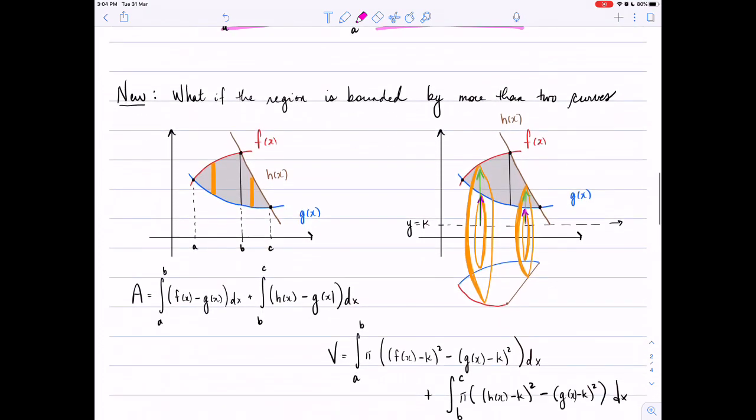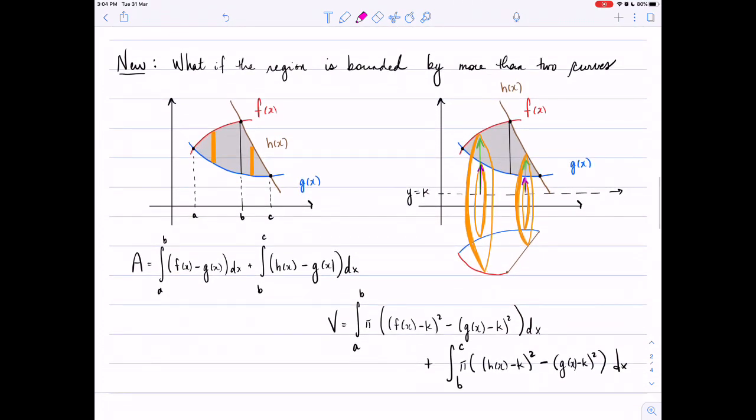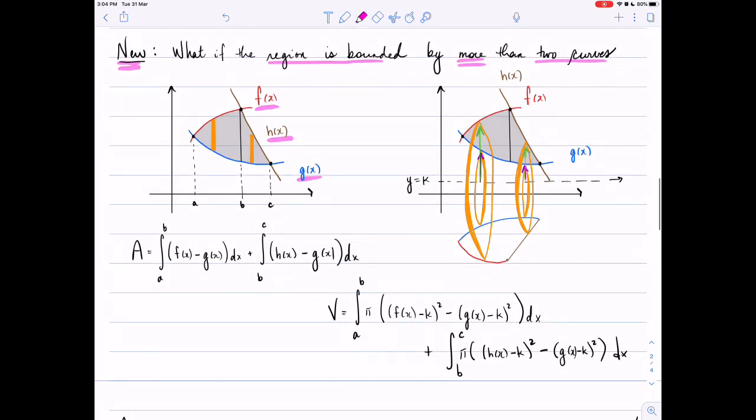So now what if a new situation again? What if the region is bounded by more than two curves? So what if we don't just have f of x and g of x, but we also have h of x, and maybe more of them even, but we've got some amount of curves that is greater than 2. Well, we looked at this when we did area. And let's just remember what we did when we did area.